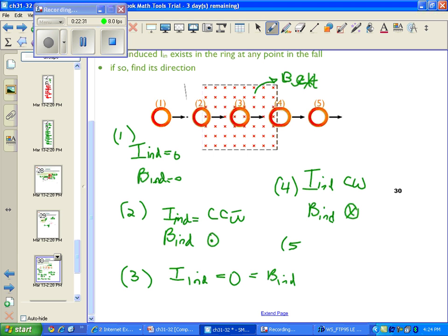In position 5, nothing is changing, therefore the induced current as well as the induced magnetic field are equal to 0. So this basically is a sort of follow-up to the previous problem that we did, but this time taking into account those given directions.